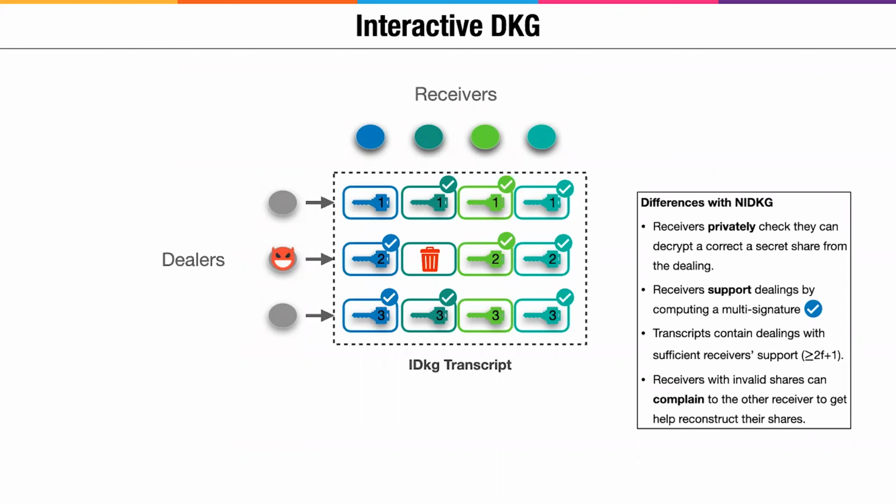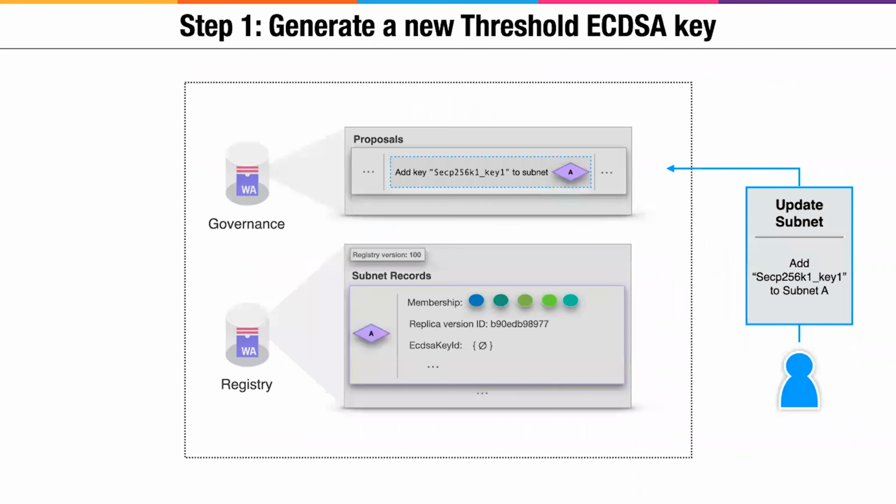And so this was a very brief introduction on IDKG, just to give a high-level overview of how the interactive DKG works and the crucial steps that are different with respect to non-interactive DKG. So now we can move back to what Dieter presented. The three steps which we plan to use to roll out essentially the ECDSA feature to mainnet.